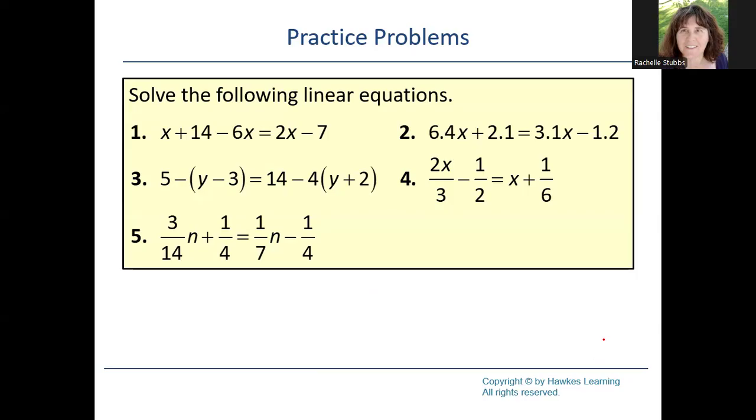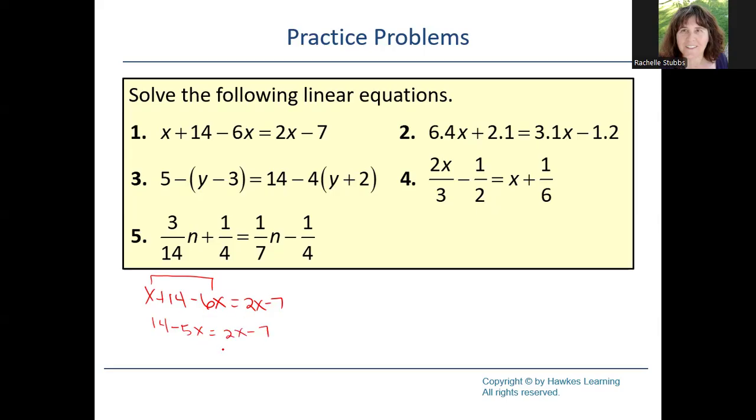All right, so let's begin with number 1. We have x plus 14 minus 6x equals 2x minus 7. I notice these like terms here, so I get 14 minus 5x equals 2x minus 7.